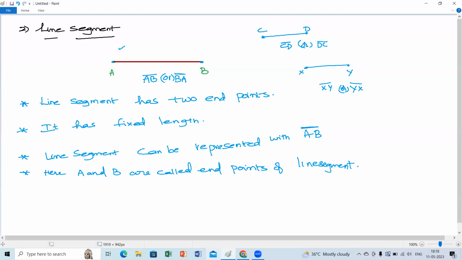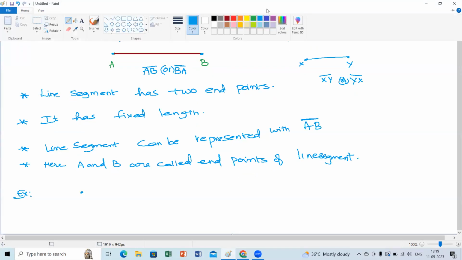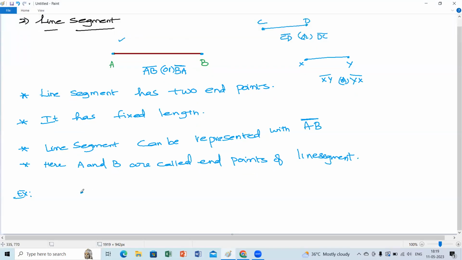Now I'm going to give you a question to see how much you have understood. Please name the line segments in the figure. I'll draw the figure. Let's take an example. This is a line segment AB, and another line segment AC. AC means I should connect somewhere, so this is AC. Now, name the line segments in the figure.